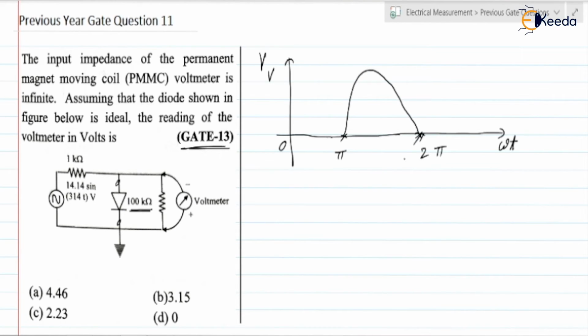But be careful here. During the negative half cycle of the supply, the diode will be in the off state. That means the full supply will flow through here like this. The current will be flowing like this.